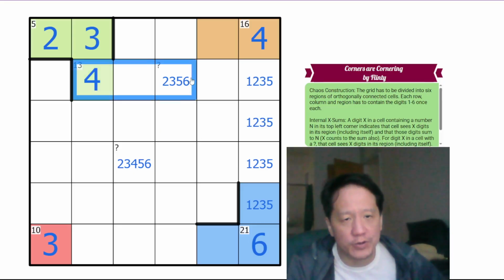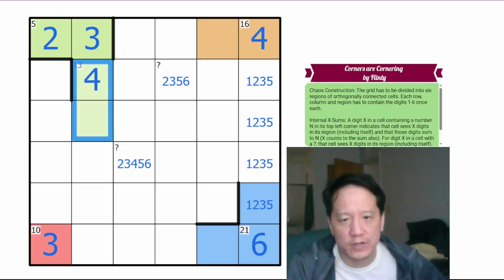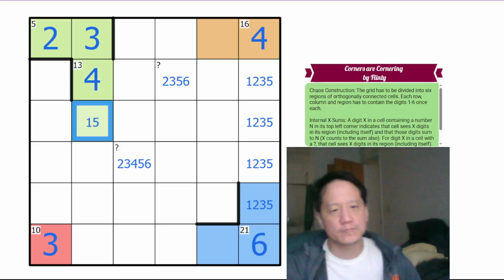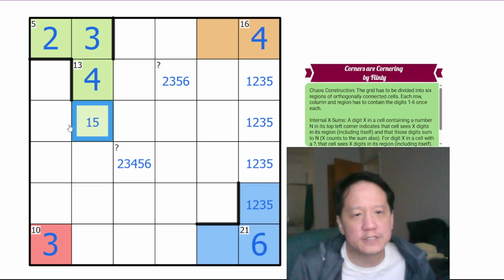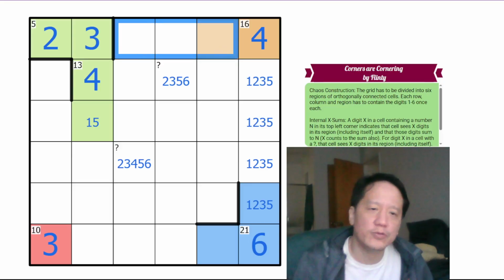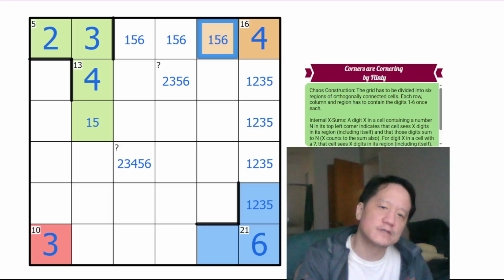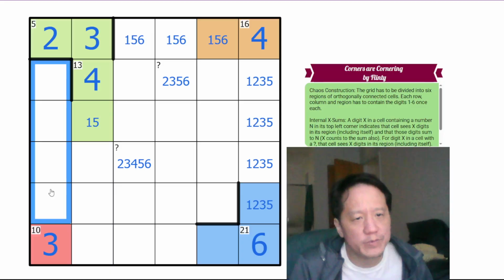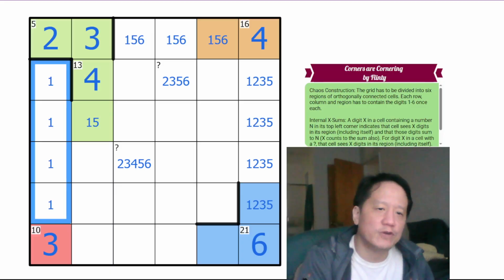So it cannot go both here because that would not see 5 cells in the region. So it must go at least once this way. It could be 1 that way and that one that way, or both this way. So this is 1 or 5. Remaining digits in row 1. We have 1, 5, and 6. Remaining digits in column 1. We have 1, 4, 5, 6.